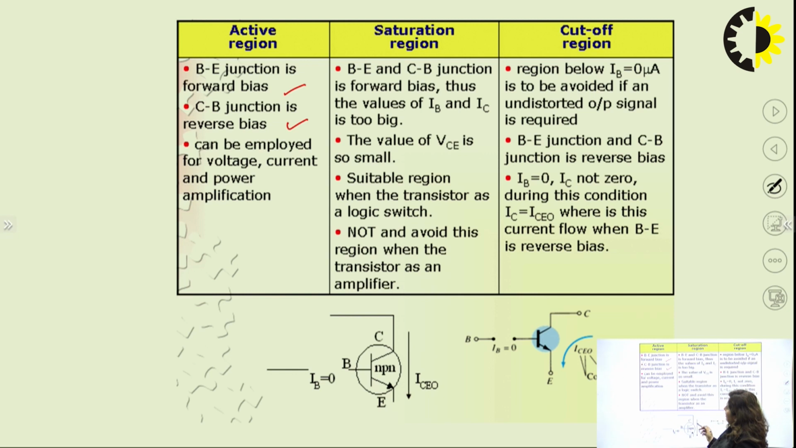And lastly, it can be employed for voltage, current and power amplification. So normally the active region is used for amplification, that is for voltage, current and power.